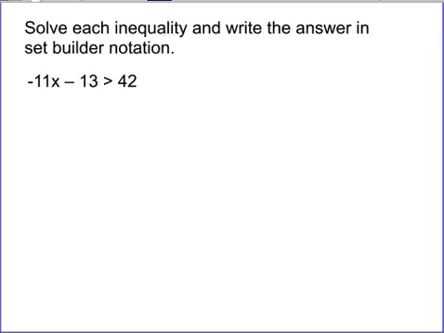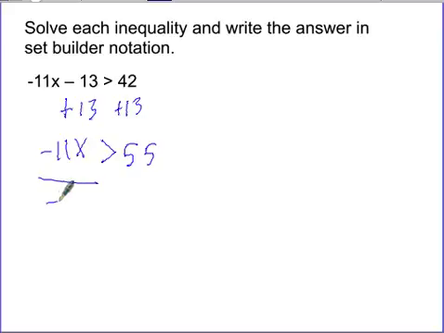So, our instructions: solve each inequality and write the answer in set builder notation. We saw that back in Unit 1. We didn't do it in Unit 2, but we're going to go back and revisit set builder notation. So what's my first step need to be here? Add 13 to each side. Good. Negative 11x is greater than 55. Then what? Divide by negative 11.